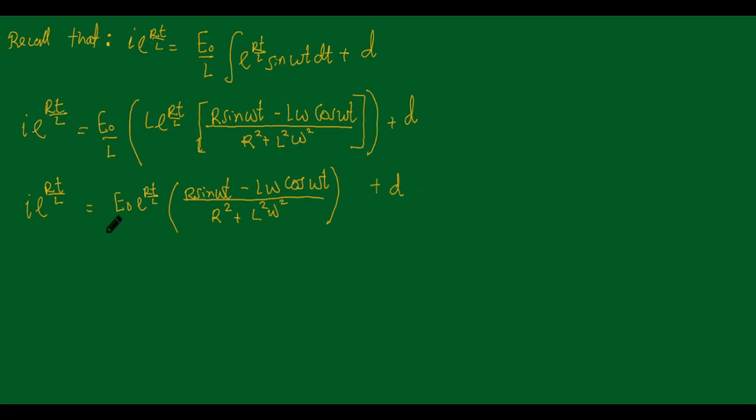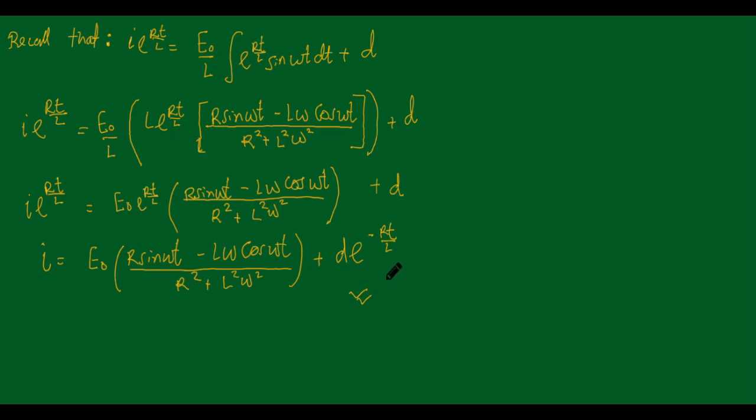We can now divide through by e raised to power Rt over L, and we have I to be equal to E naught into bracket R sine omega t minus L omega cos omega t divided by R squared plus L squared omega squared plus D e raised to the power of minus Rt over L. And this is going to give us the solution to the electrical circuit problem.